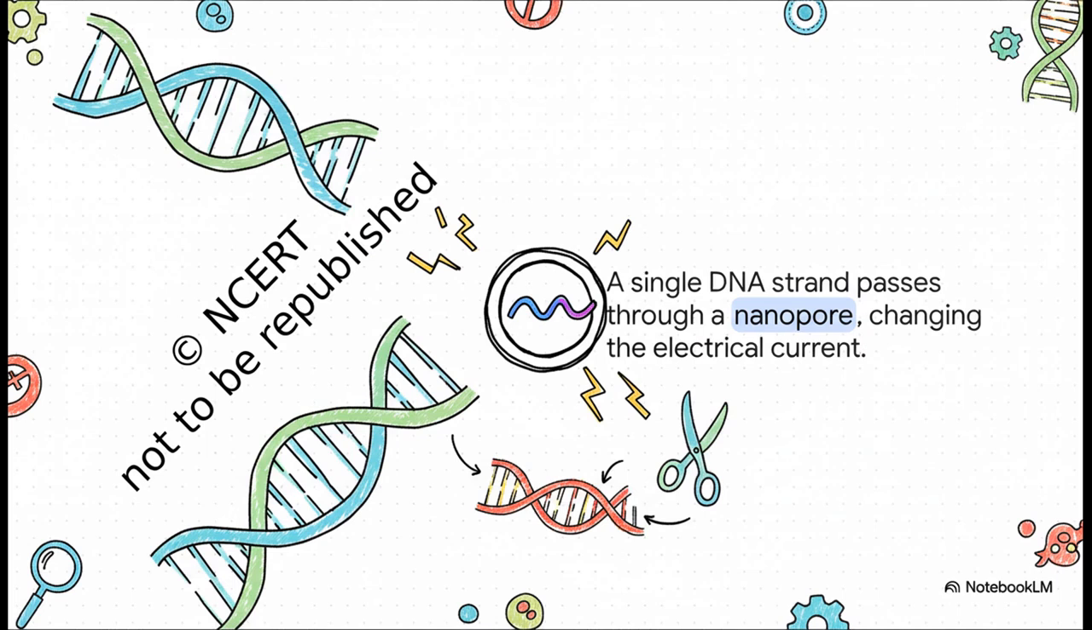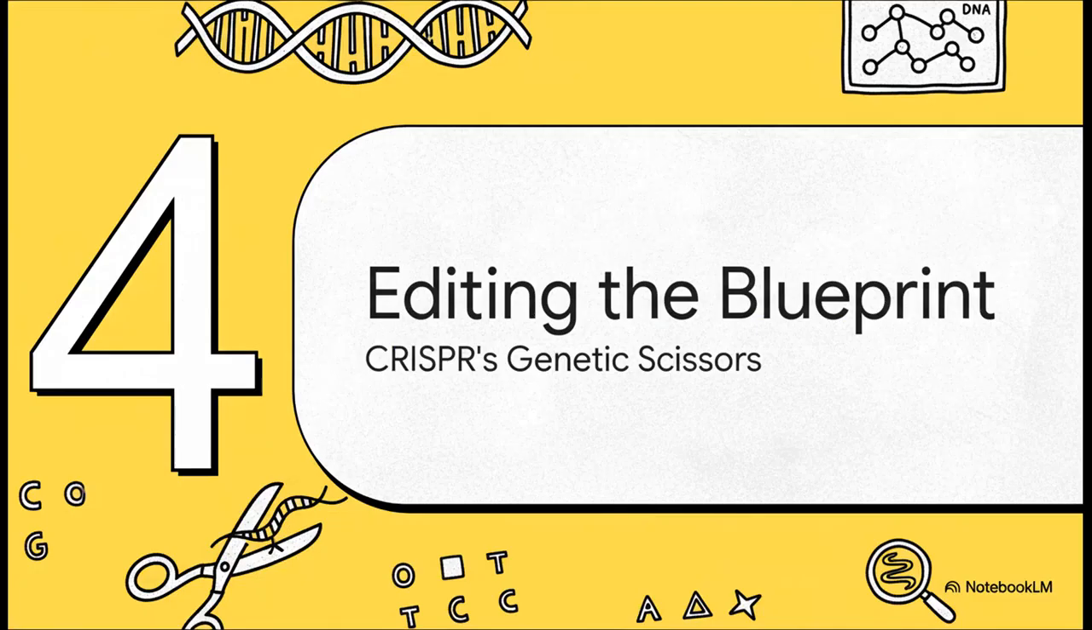Look at this. A single strand of DNA is passed through a tiny, tiny hole called a nanopore. As each base, A, C, G, or T, goes through, it causes a unique little change in the electrical current. By measuring these changes, the machine can read the DNA sequence in real time. How cool is that? It's mind-blowing. And now for the most exciting part.